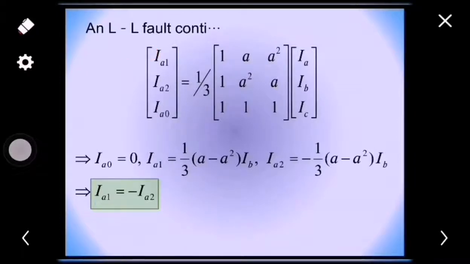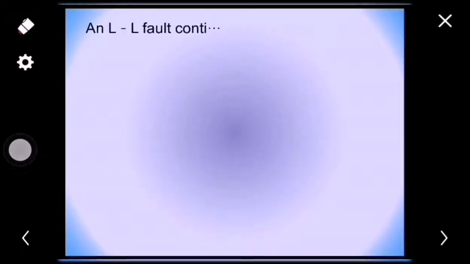So whenever you hear an LL fault, you must keep in mind that there is no presence of zero sequence current, and positive and negative sequence currents are equal but flowing in the opposite direction. It will help us construct interconnections of the sequence networks in the further slides. But now let us go for some mathematical formulations to derive an expression for fault current.